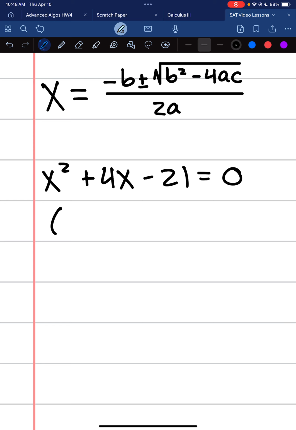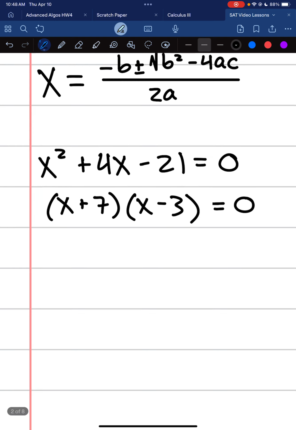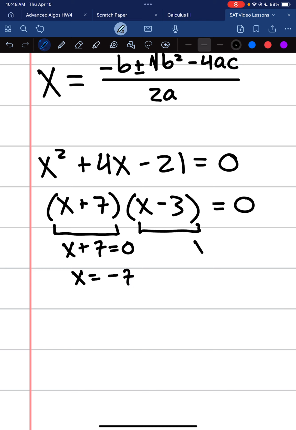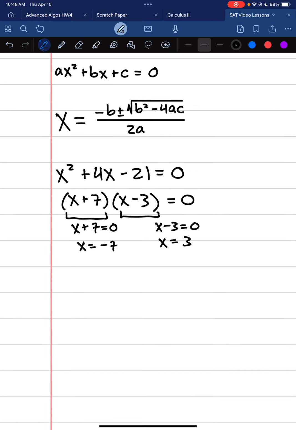So if we factor this, it's going to be x plus 7 times x minus 3 equals 0. And then from here, to solve this we would just set each factor equal to 0. So if we set x plus 7 equal to 0, then we get x equals negative 7. And if we set x minus 3 equal to 0, then we get x equals 3. And those are our two solutions. That's one way that we could solve this.